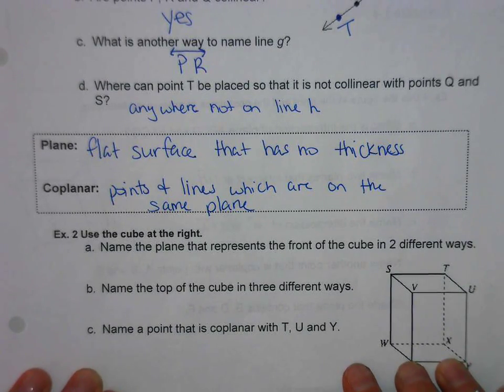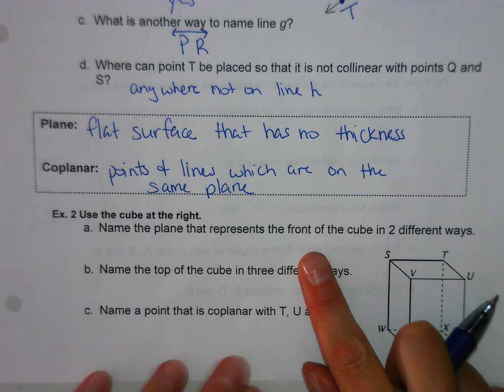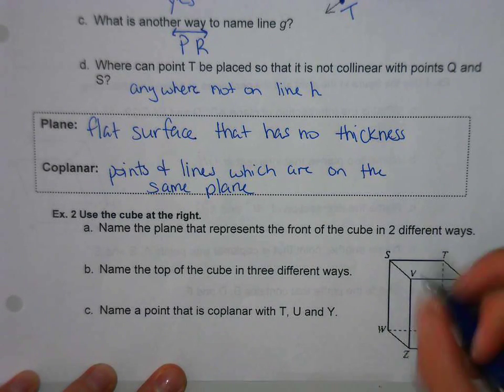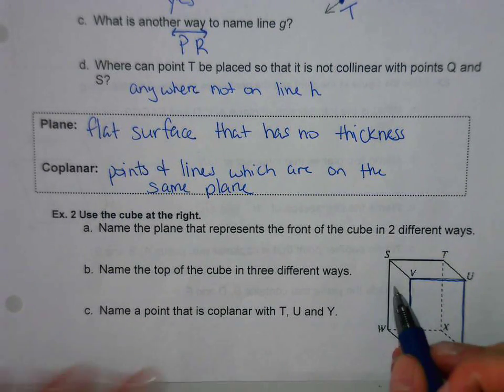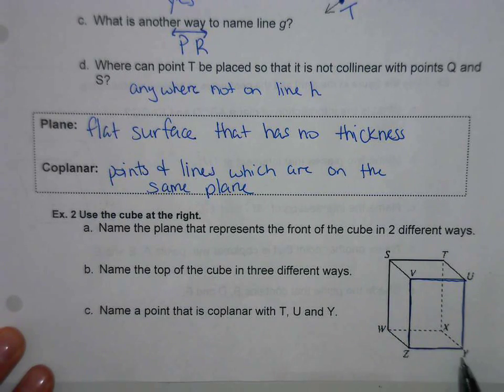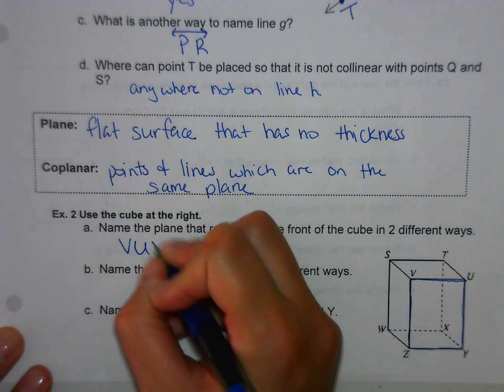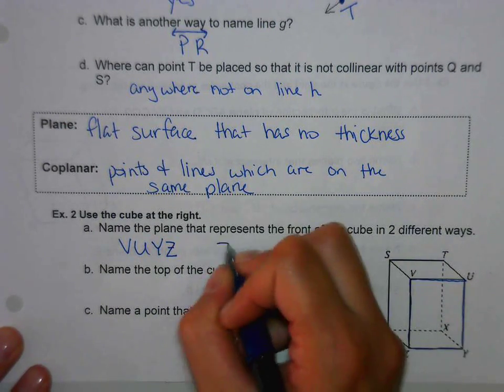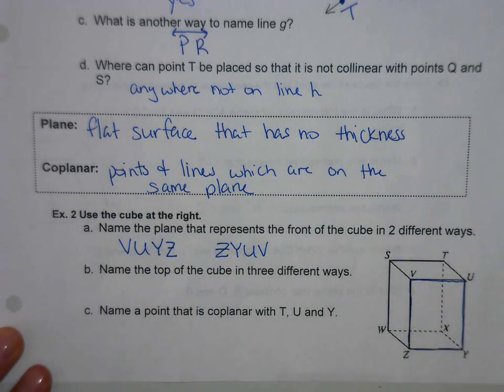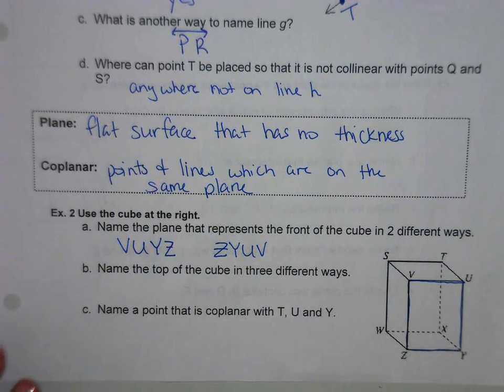So let's start taking a look at example 2. We want to name the plane that represents the front of the cube. Right here we're looking at the front of the cube, and I want to name this plane. I'm going to do so by picking 4 points. I'm going to say it's V, U, Y, Z. You have to make sure you're going in the correct order. You can't cross the plane. So V, U, Y, Z. Let's name it another way: Z, Y, U, V. Those are both different ways you can name this plane.